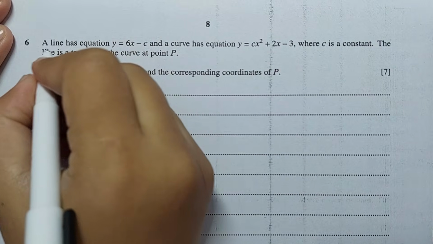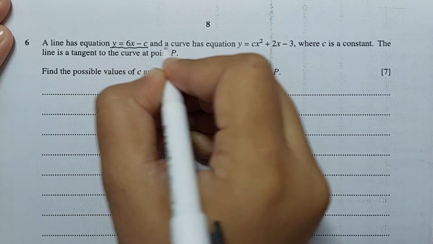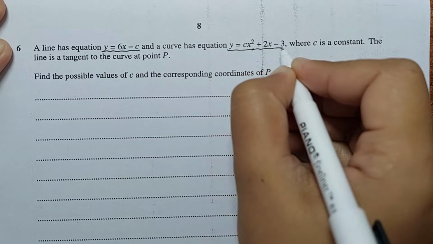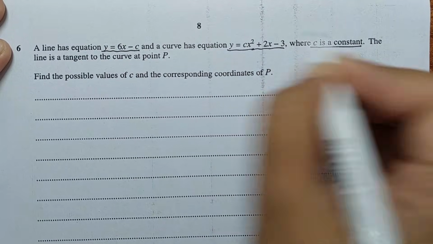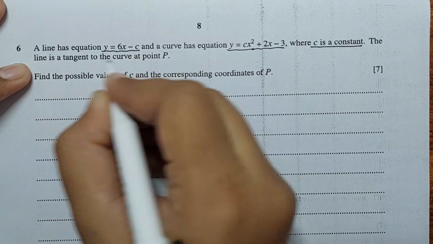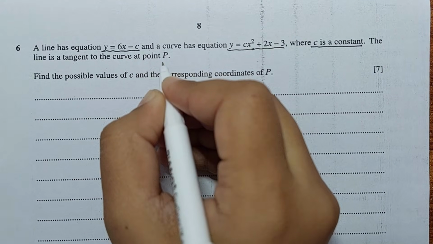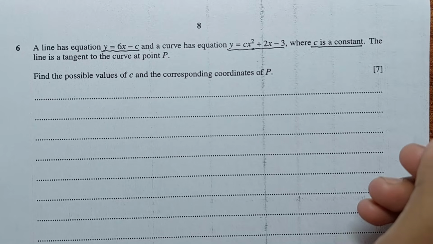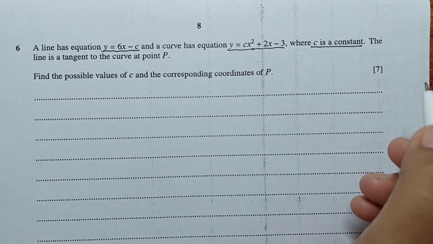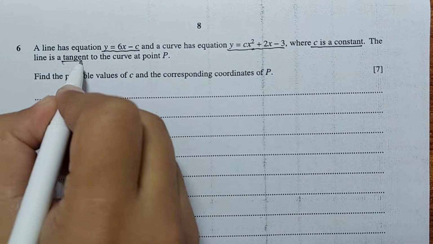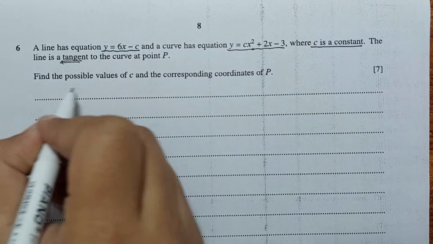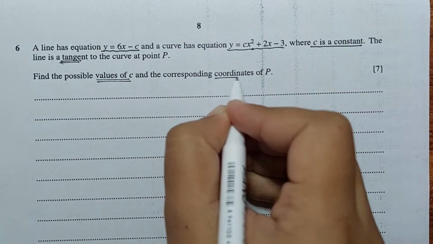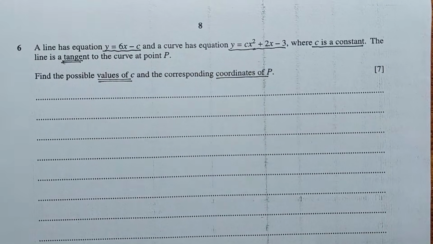Question number 6. A line has equation and a curve has equation, where C is a constant. The line is tangent to the curve at P. Okay, the line is tangent to the curve. When the line is tangent to the curve, it means the line touches the curve at one point, because a tangent touches at one point. Find the possible values of C and the corresponding coordinates of P.